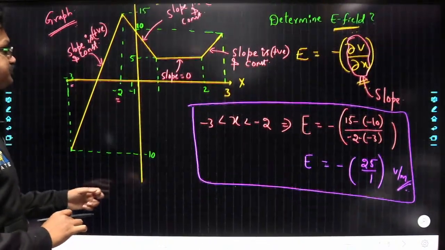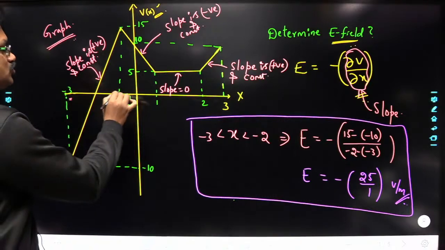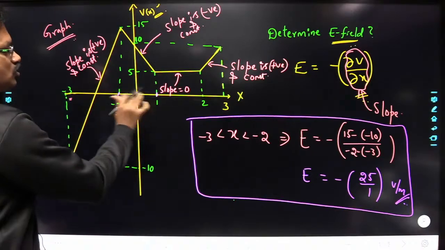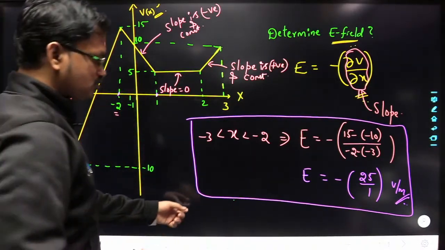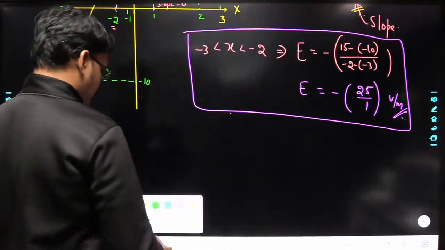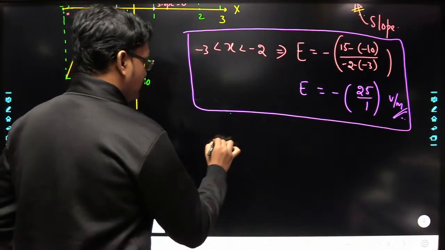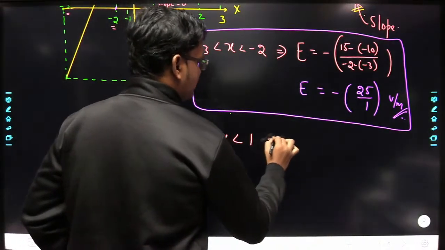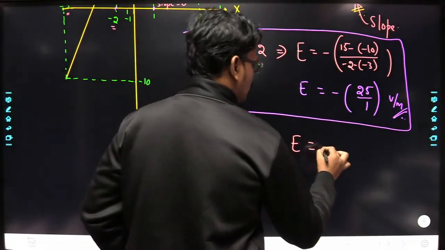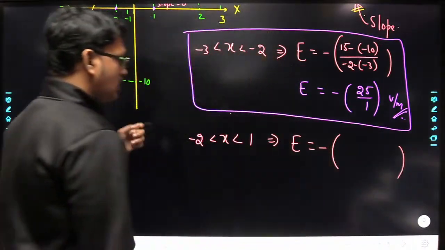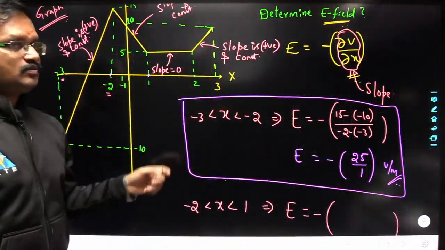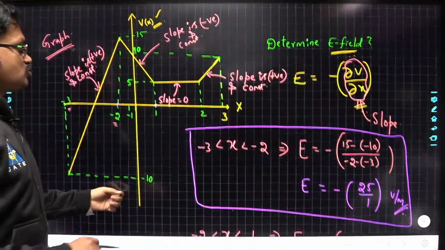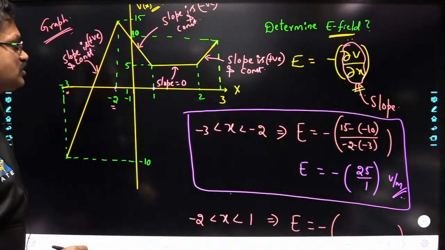Next, from minus 2 to plus 1, what is the electric field here? So x is varying from minus 2 to plus 1. In this range, E is equal to minus of ∂V by ∂x, that is nothing but the slope. The slope of this line is negative and constant. So what is the slope of this line here?